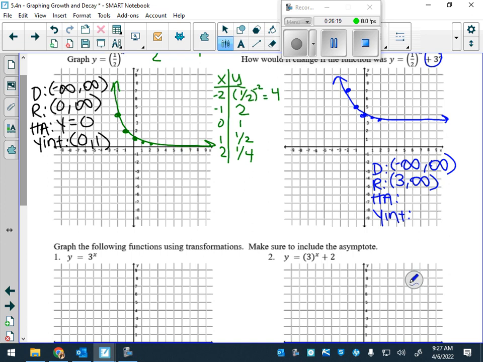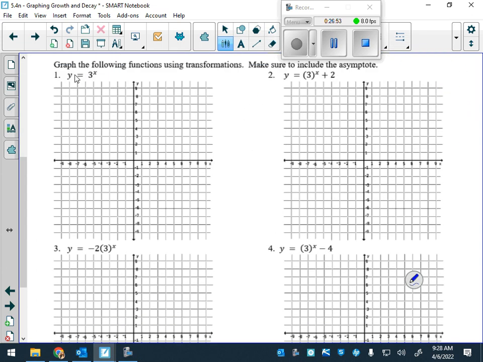Our horizontal asymptote has now changed. Our horizontal asymptote is y equals 3. So your horizontal asymptote and your range will change if you are moving up or down. Okay? What is my new y-intercept? Good. 0, 4. Excellent. Okay? So again, notice range and horizontal asymptote have the same number. Okay? I want you guys to try some on your own.